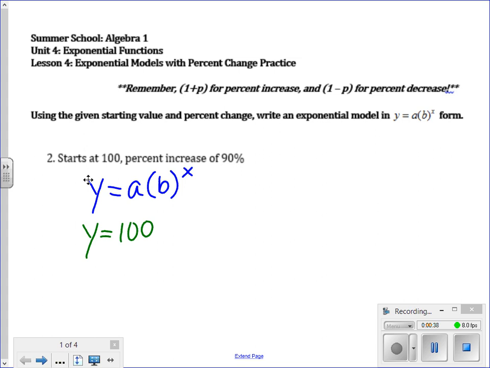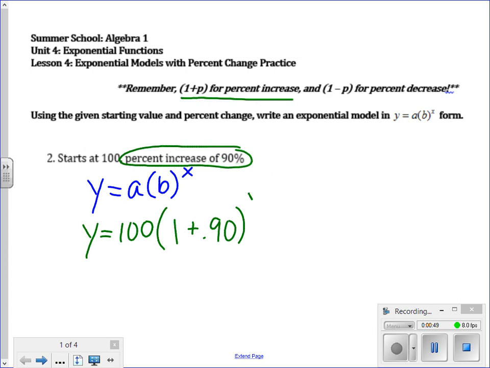Now I have a percent increase of 90%. So when I do percent increase, it says right up above that we take 1 plus the percent, which is 0.90, to the x power. If you want to rewrite this, you could write that as y equals 100 times 1.9 to the x, if you wanted to simplify the 1 plus 0.9.